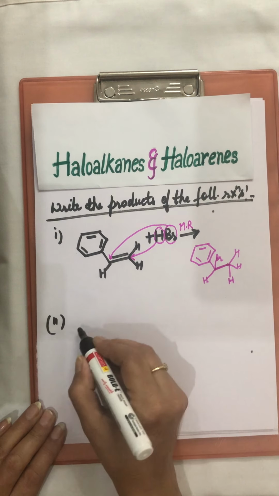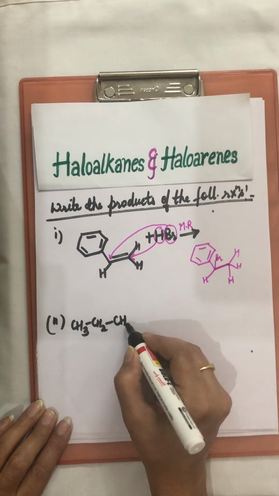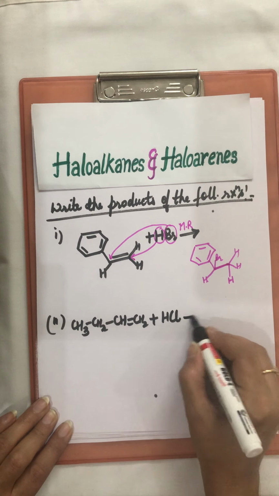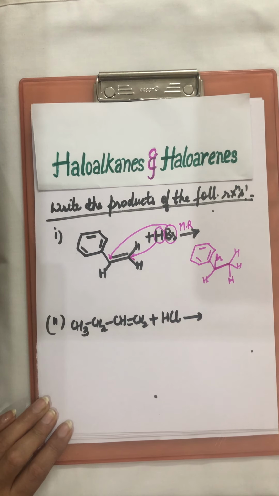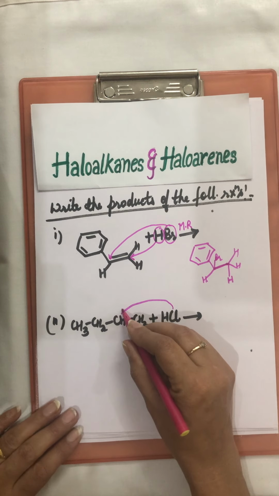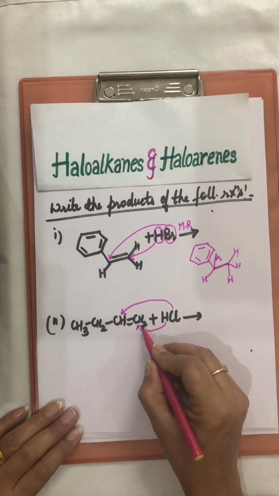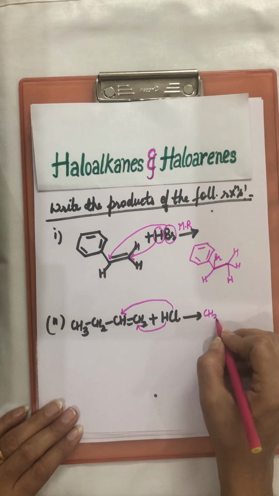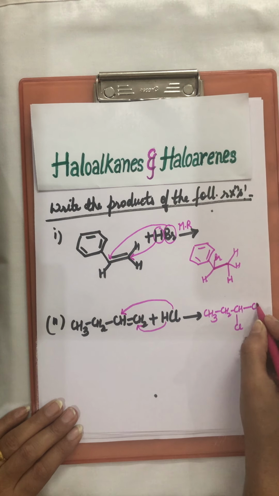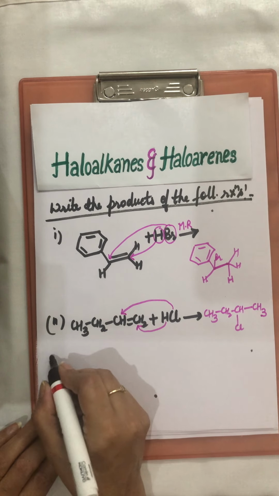Second part, to this compound we are adding HCl. Again addition will be according to Markovnikov rule, where the negative part, that is Cl, will add to this side and hydrogen will add to this side of the double bond, and hence we will get Cl comes here, the double bond changes to single, and H comes here. This will be the product.